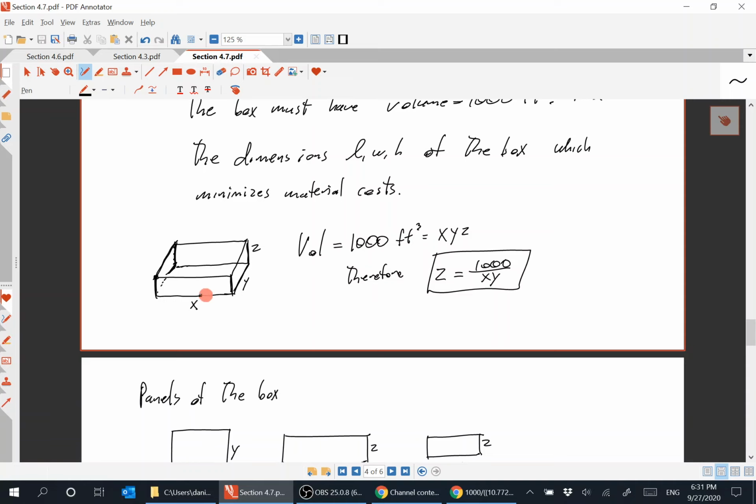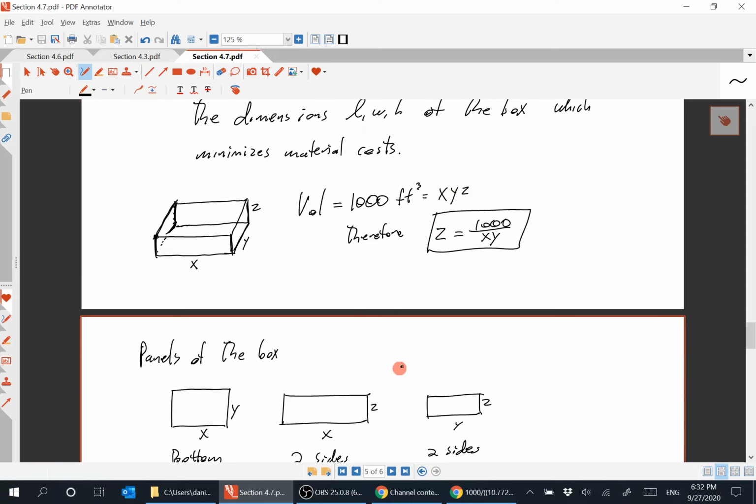So here's the box, length x, width y, height z. Okay, but we're only dealing with two variable functions. In Calc 1, it was only single variable functions. Here, just two variables. It can be done with three variables, but it gets a lot more complicated. So at any rate, we have to eliminate one of the variables. So 1,000 cubic feet is the volume of the box. That's the constraint on this problem. So z can be written in terms of x and y as 1,000 over xy.